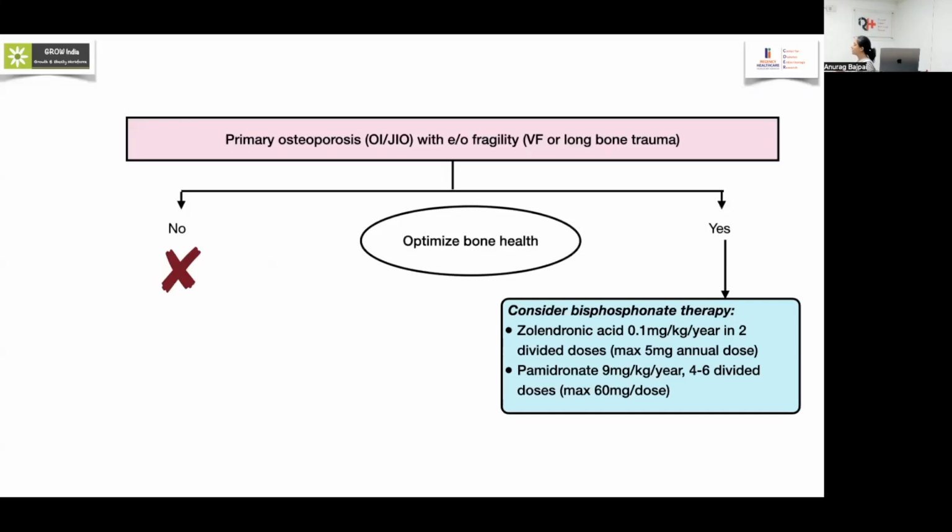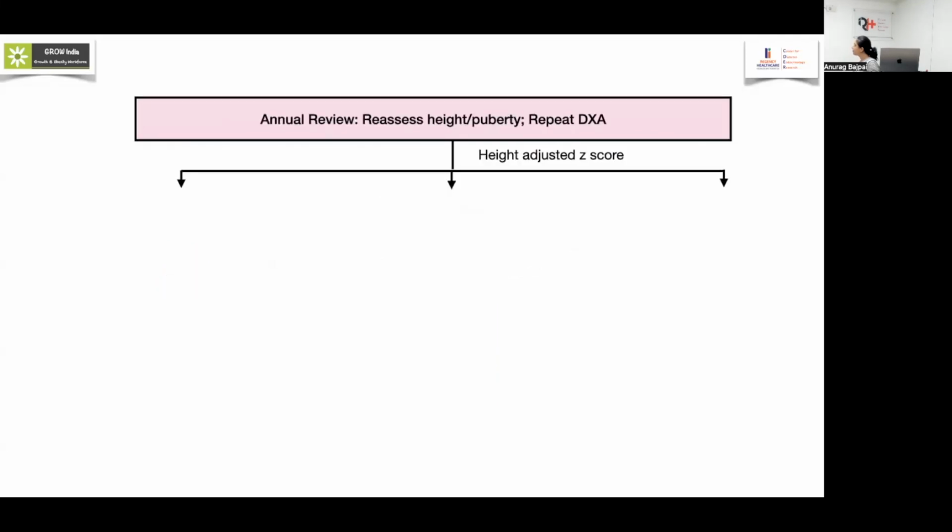Zoledronic acid is given in the dose of 0.1 milligrams per kg per year in 2 divided doses, with a maximum dose of 5 milligrams annually, and pamidronate 9 milligrams per kg per year in 4 to 6 divided doses. As Sir has said, pamidronate needs to be given over 3 days every time. Zoledronic acid can be given as a one-time daycare admission, over 15 to 30 minutes in 100 ml.